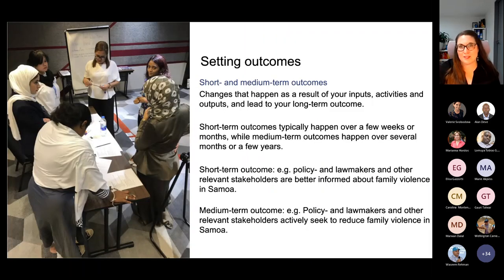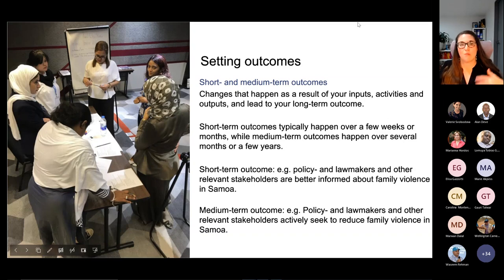Now, here's where the stepping stone analogy comes in again. Short and medium-term outcomes are changes that happen as a result of your inputs, activities, and outputs that lead to your long-term outcomes. So short-term outcomes typically happen over a few weeks or a few months, and medium terms might happen over a few months or a few years. I've got some examples on the screen there. But when you're setting your outcomes for yourself, it's very important to acknowledge the milestones, or these short-term outcomes, these stepping stones, to achieving the change that you want.